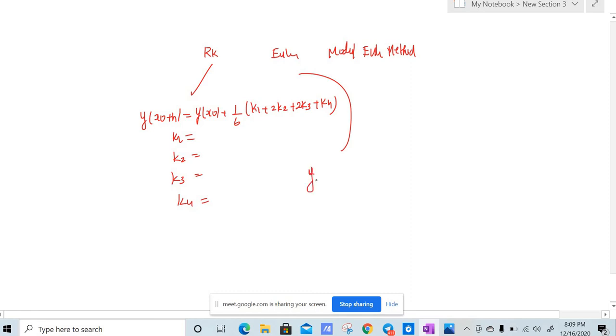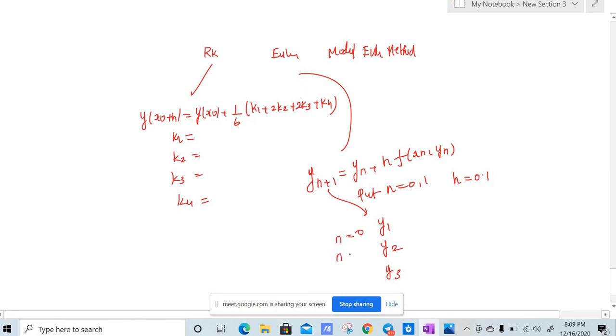So for Euler's method there is only one formula, which is y(n+1) equal to yn plus h into f of xn comma yn. So put n is equal to 0, 1, 2, 3 and you take h is equal to whatever the question gives. If it is not given, you take h is equal to 0.1. So we will have y1. If n is equal to 0, you will have y1 and then you will have y2 and then we will have y3. So this is for n is equal to 0, this is for n is equal to 1, this is for n is equal to 2 and so on.